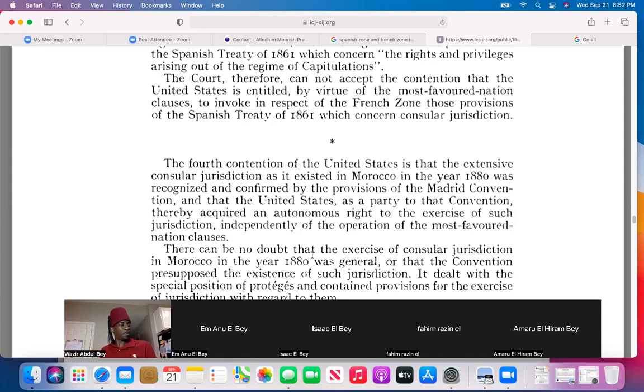This is something else, while the Moors are just asleep. And again, remember, this is 1952. Where were we in 1952?